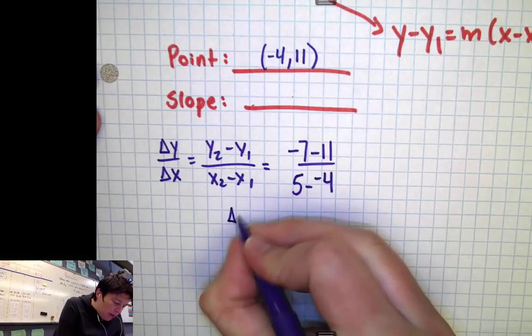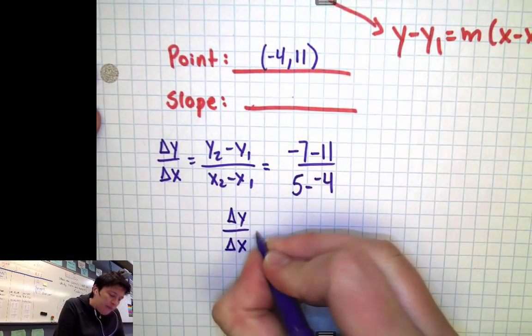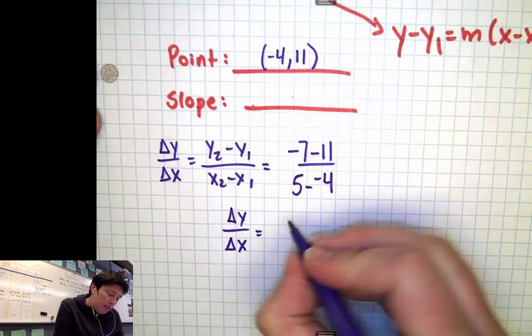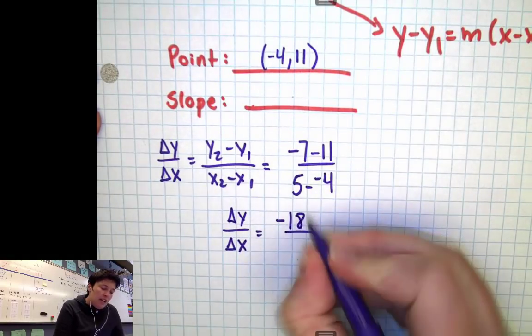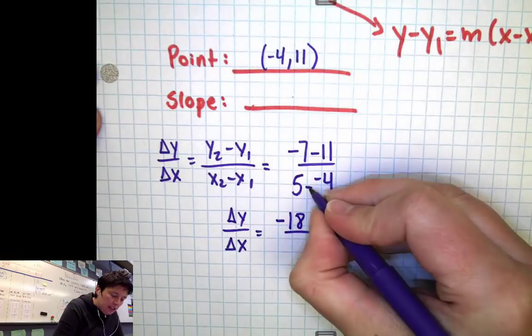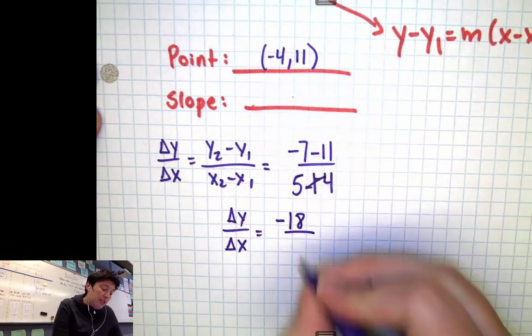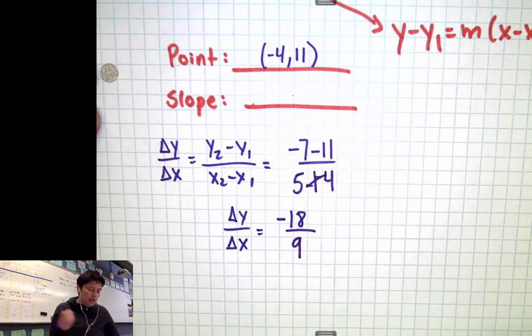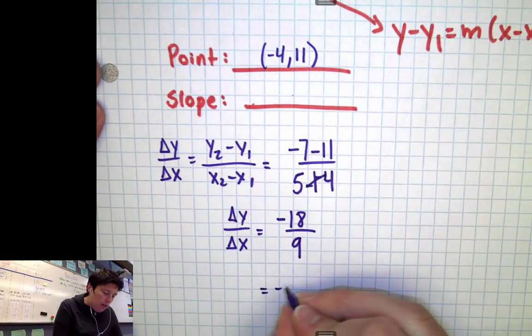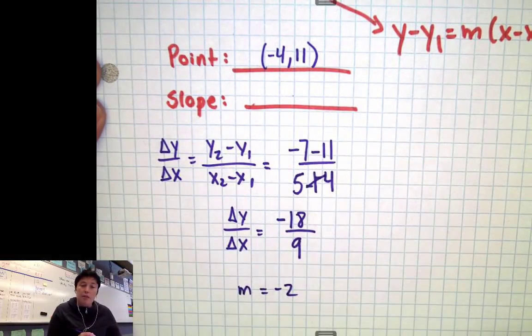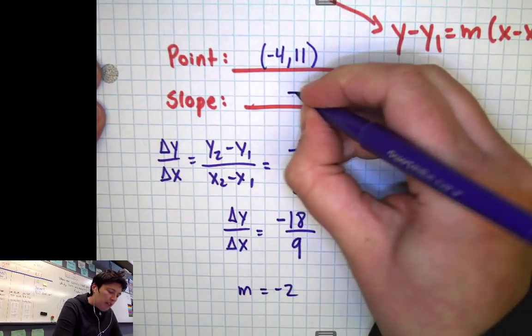So let's see, delta y over delta x equals -7 take away 11, which would be -18. And then 5 minus -4, that's like +4. 5 plus 4 is 9. Oh good, -18 divided by 9. Okay, well that's -2. Awesome, there's my slope. M is equal to -2. So we figured that out.